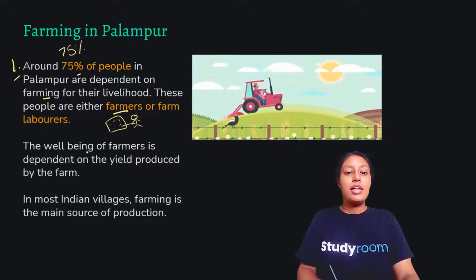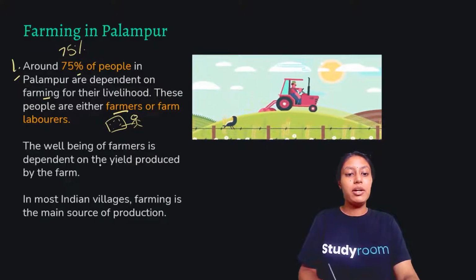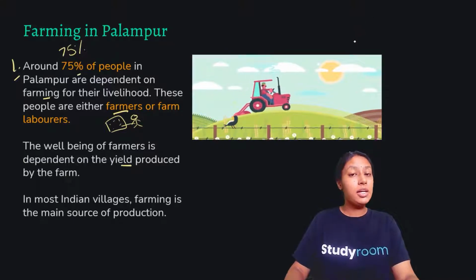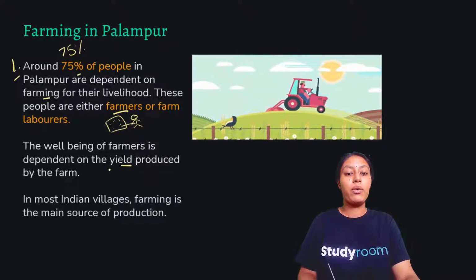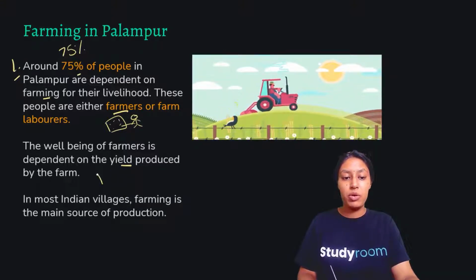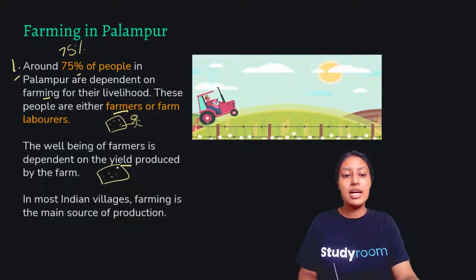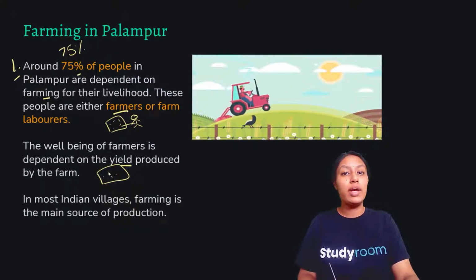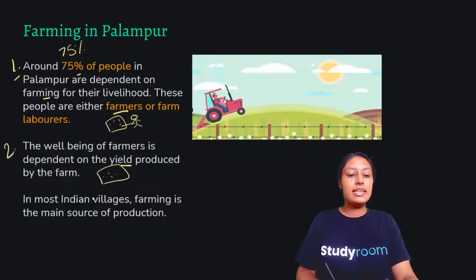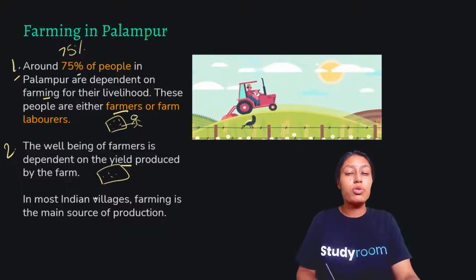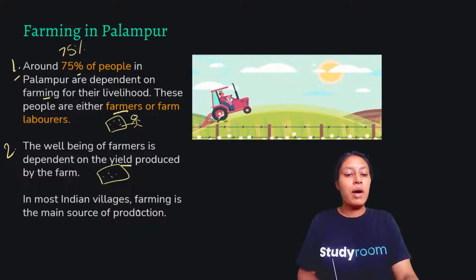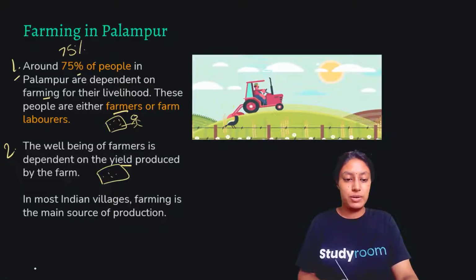The well-being of a farmer is dependent on the yield produced by the farm, meaning the income of a farmer depends upon the yield, the crop that has been produced by the farm. Whatever crop has been produced is the source of income for the farmer. This is our second point. This is the pattern of most of the villages of India. In most Indian villages, farming is the main source of production.